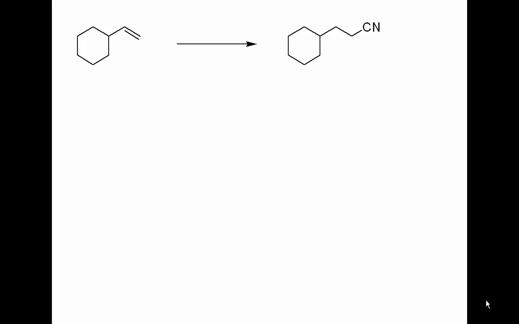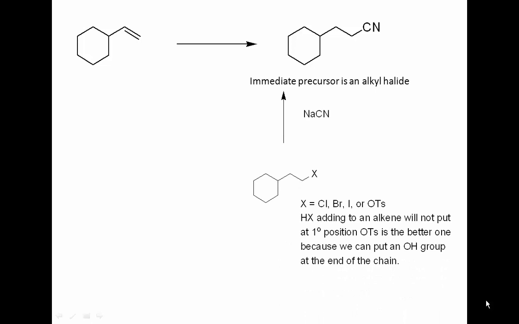Okay, so the first one is a multi-step synthesis problem. How would you convert that alkene into that nitrile shown there? If you look at this problem, it's got a cyanide group in it. And if you think all throughout this class, how many reactions have we seen that introduce a cyanide group? There's only one. That's the SN2 reaction of an alkyl halide or a tosylate with sodium cyanide. So, the immediate precursor to this has to be this halide right here.